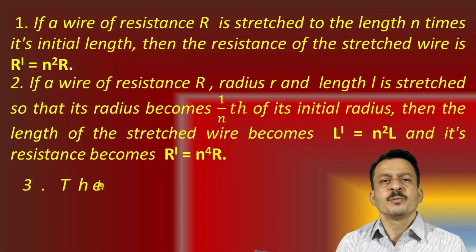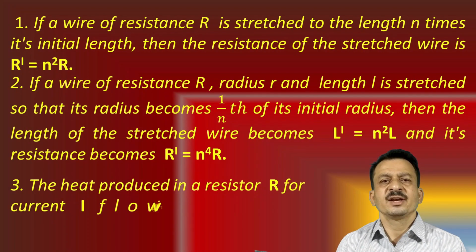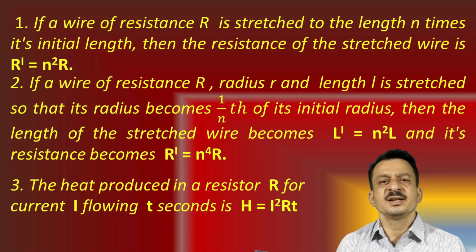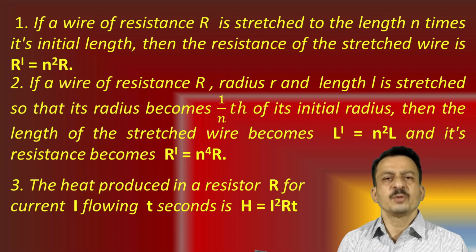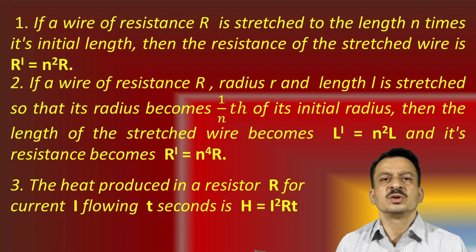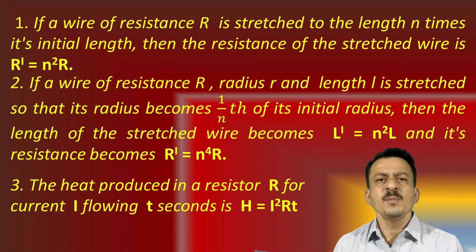And if we pass a current through that wire having a resistance R, with current I flowing for a time t seconds, then the heat produced is given by H = I² R t.